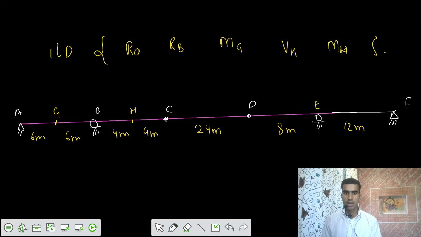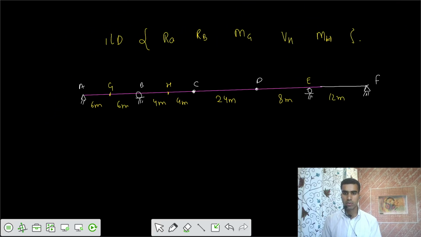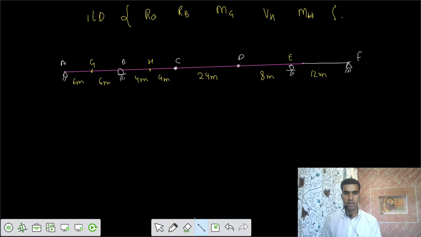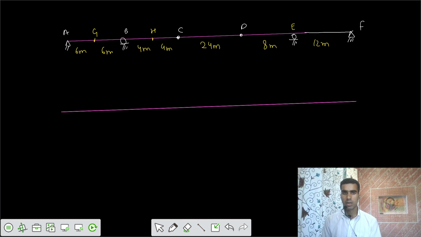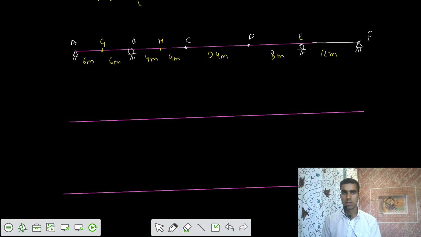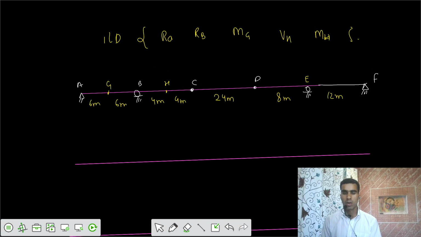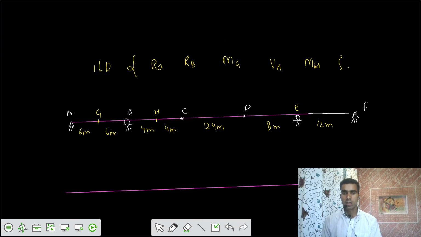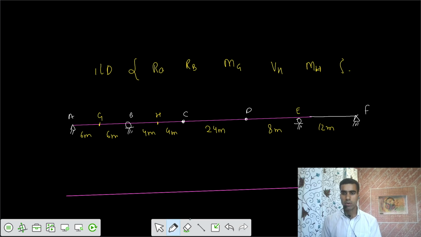Now for the reaction at A, how can you get that? I would say draw the reference line for the reaction at A. Reaction A and reaction B, we can draw them parallel, because they are the supports of a simple support beam on one side and on the other. So we can have these reaction ILDs parallel. So this one is your ILD for reaction at A.